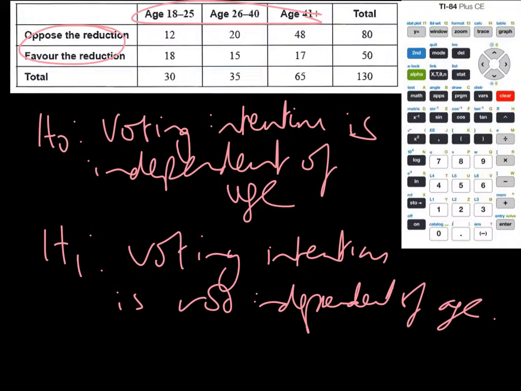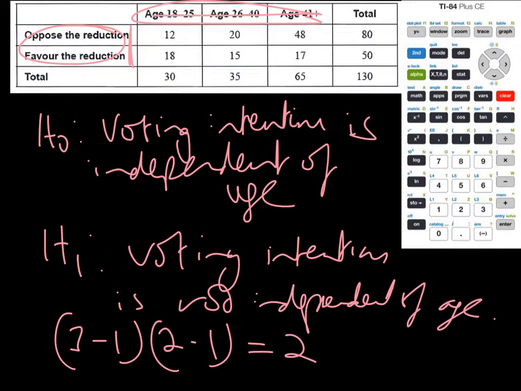In part B then we are asked to write down the number of degrees of freedom, and remember the formula here we use is the number of columns here, which is going to be 3 minus 1, multiplied by the number of rows, which is 2 minus 1. So that will give us 2. So there are 2 degrees of freedom in this table of results.